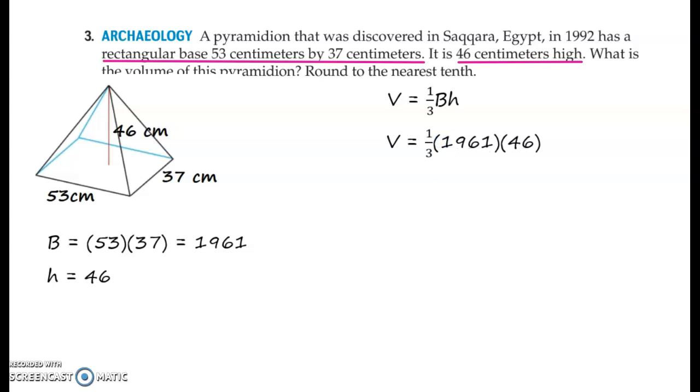Now I'm going to take those values and substitute them into my formula. So I have 1/3 times 1,961 times 46. When I do my calculations, I get this number, which they told me this time to round to the nearest tenth. So I have the volume of that pyramid is 30,068.7 centimeters cubed.